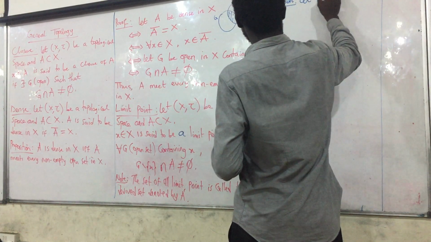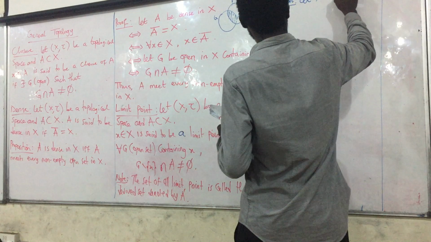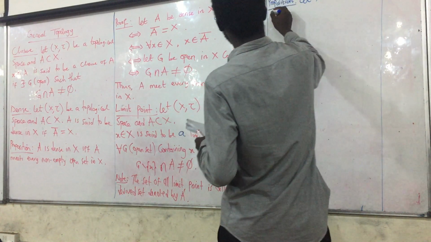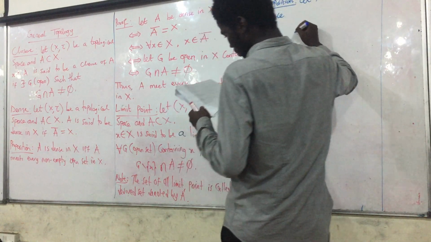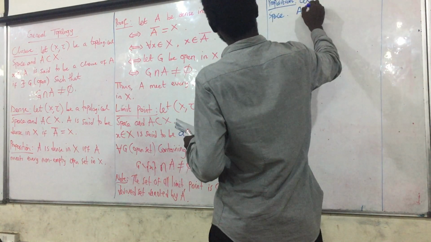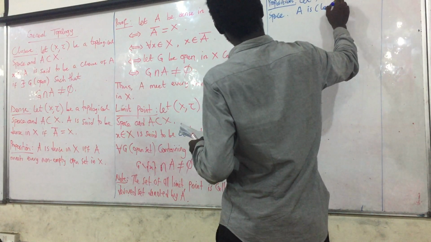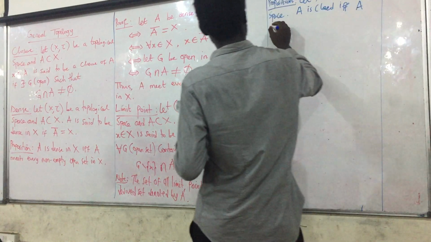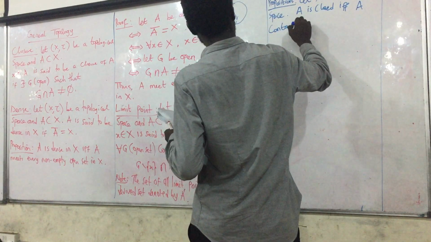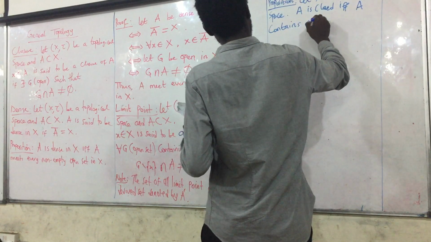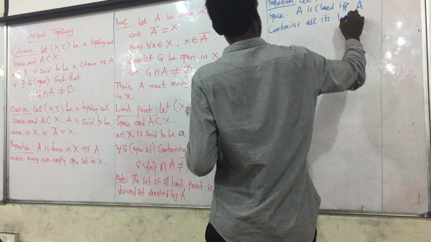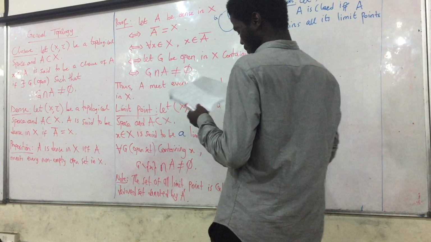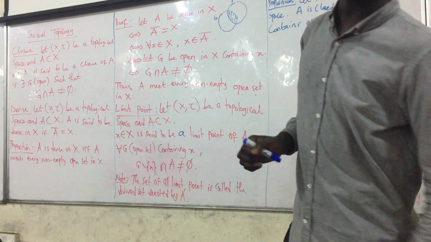Let S be a topological space. Right? A is closed if and only if A contains all its limit points. So now, let me tell you something.